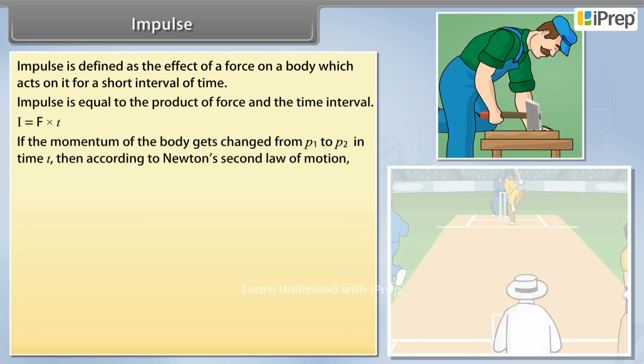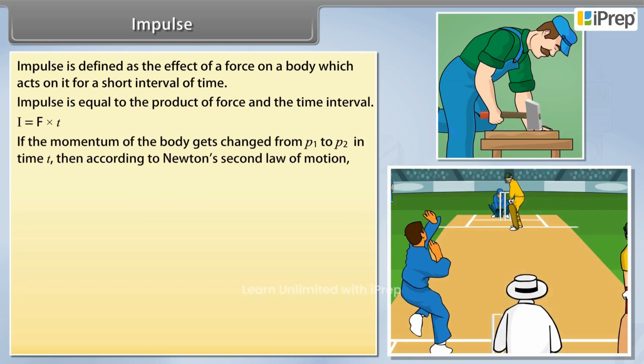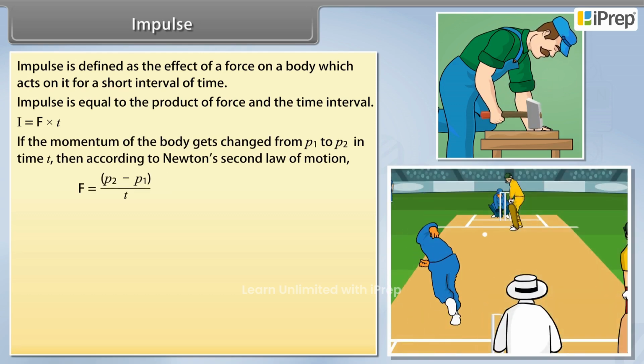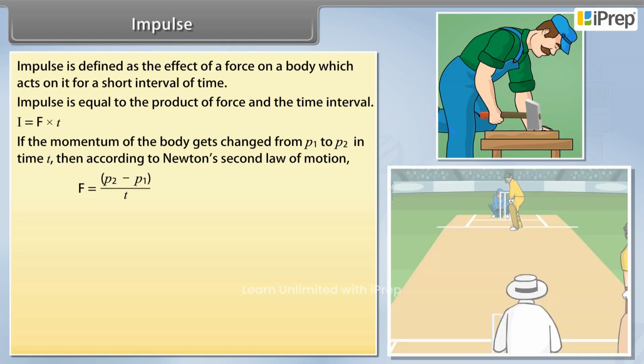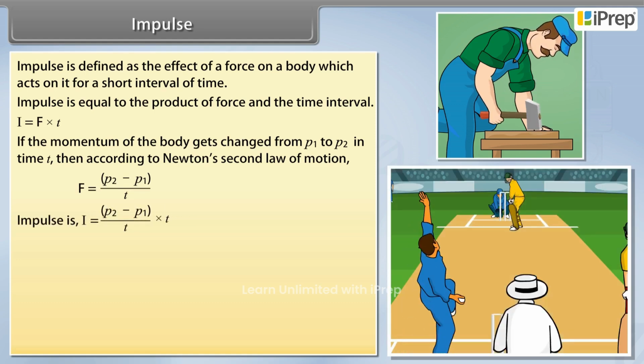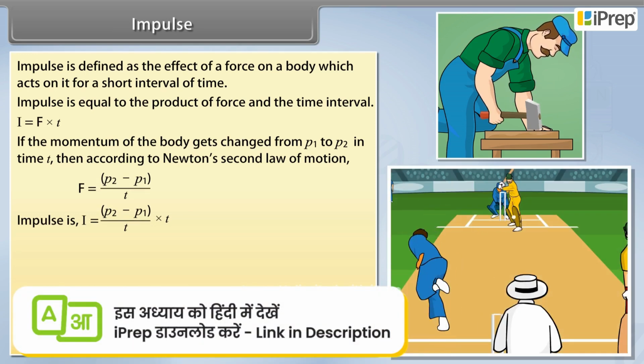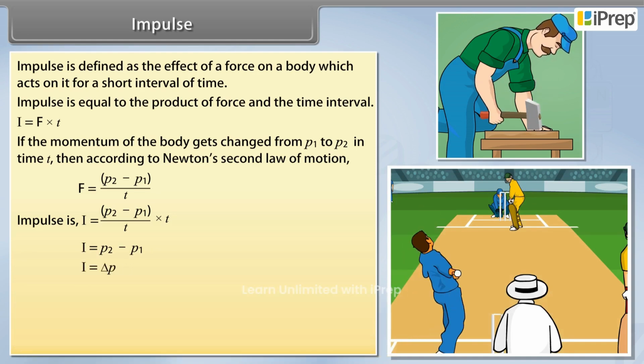If the momentum of a body gets changed from P1 to P2 in time t, then according to Newton's second law of motion, F is equal to (P2 minus P1) divided by t. Impulse I is equal to (P2 minus P1) divided by t, into t. I is equal to P2 minus P1. I is equal to delta P.